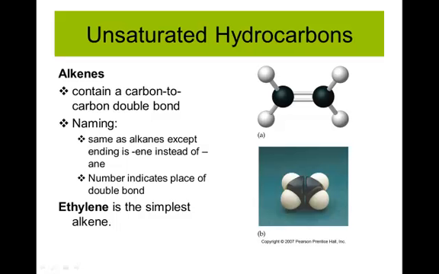To name them, I name them the same exact way as I was naming the single bonds, except instead of the ending being ane, the ending is now ene. And sometimes you're going to see a number occur in there, and that number would tell us what the place of the double bond is. And this one, since it has 2 carbons, means eth, so I would call this ethene. And you can see ethylene is that simplest alkene.